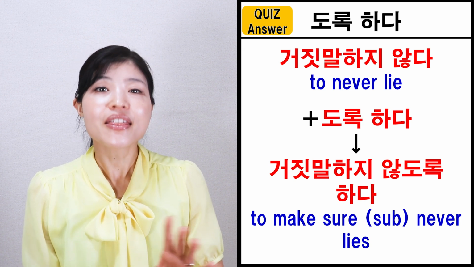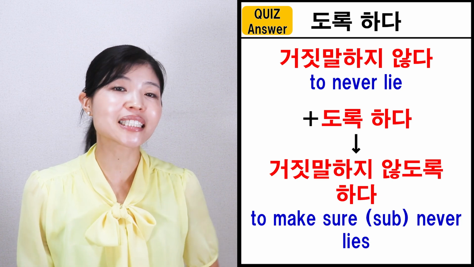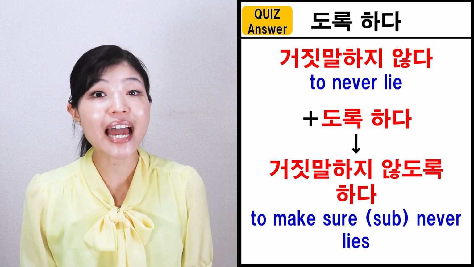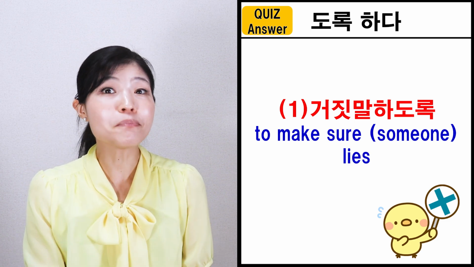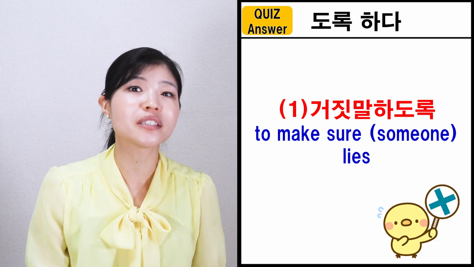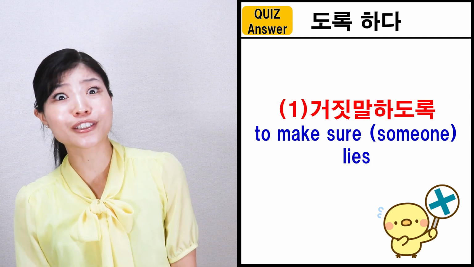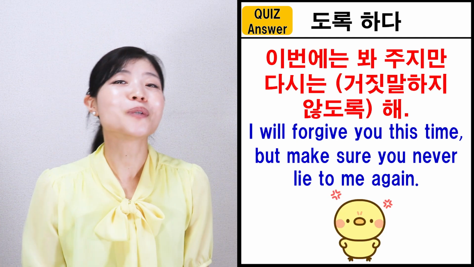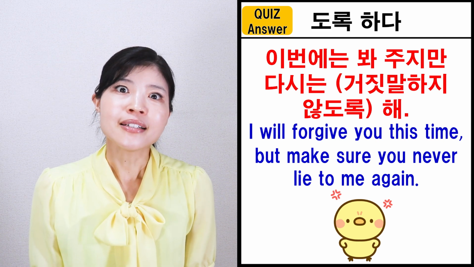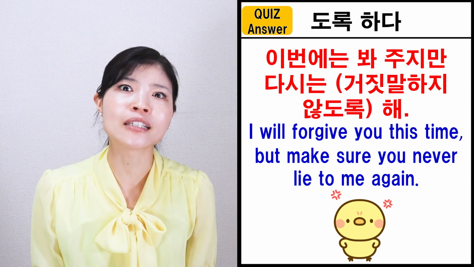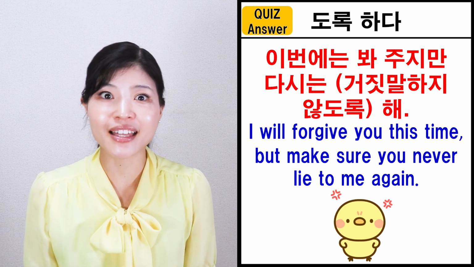In this sentence, this phrase has the first meaning because the speaker is asking the other person not to lie to him or her. Number 1 is wrong because 거짓말하도록 means to make sure someone lies. Oh no! It shouldn't be the right answer, right? Then let's read the sentence together. 이번에는 봐주지만 다시는 거짓말하지 않도록 해. Please read this with the feeling of warning, dear listener.